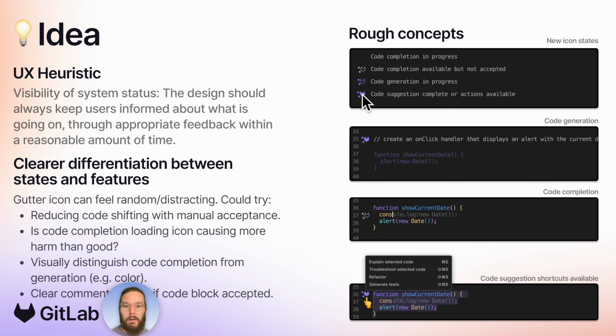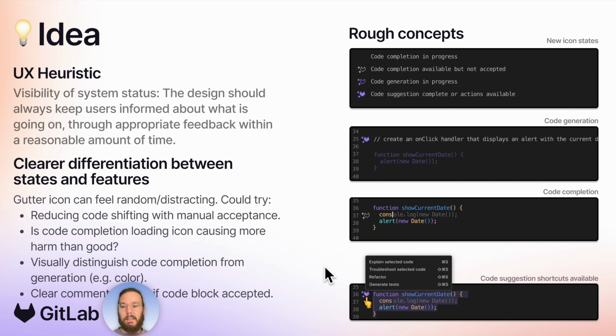We could also use color to differentiate between code gen and code completion. And maybe we even add additional functionality that could be communicated by filling in the icon. For example, your prompt is ready. You can manually trigger it then, or perhaps we even allow shortcuts to be accessible right from the gutter icon.